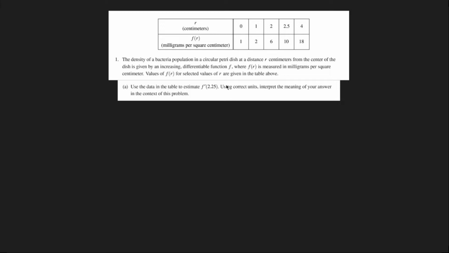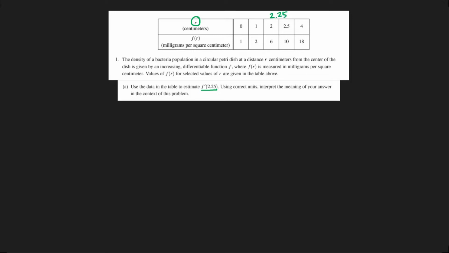Okay, so let's just stick with this first part of this question here. It's asking us to find f prime when the input value is 2.25. So let's take a look at our input value, which is going to be r, or the radius. And if we take a look, we can see that 2.25 is going to fall right in between 2 and 2.5. So let's just write that.